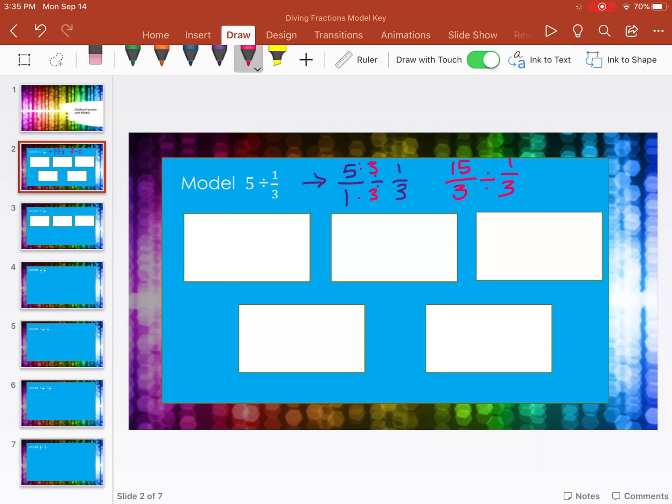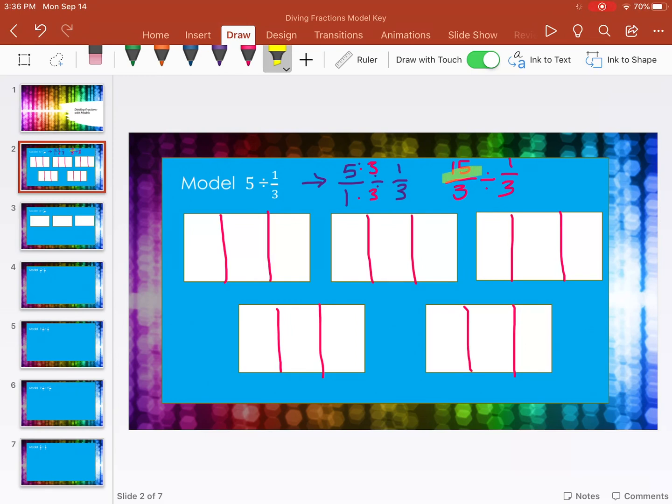And now I can finish my drawing. I started off by drawing 5 whole rectangles, and I need to make sure each of those rectangles is cut into the right number of pieces. Once I find my common denominator, that's what I cut each of these rectangles into, so into 3 pieces each. It's not going to be perfect, but I'm going to try to make these even-ish. At the end, I should end up with 15 pieces because it was 15/3. If I count it, 3, 6, 9, 12, 15. I have 15 pieces total.